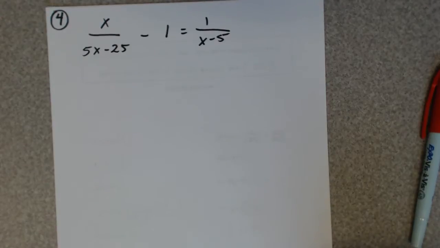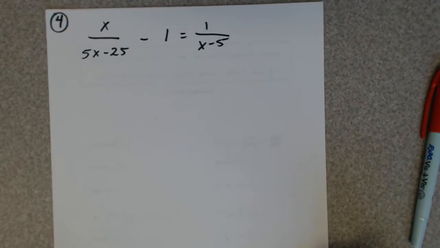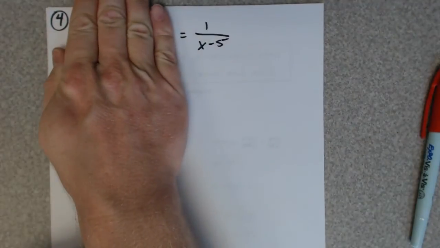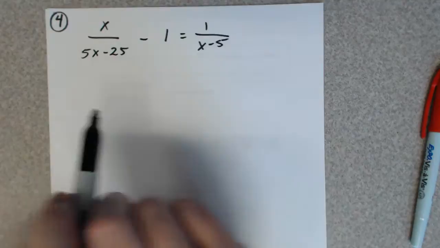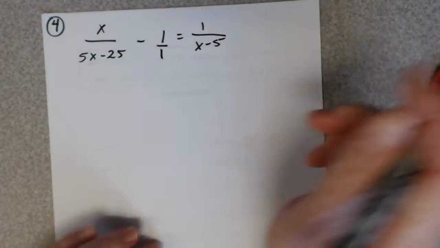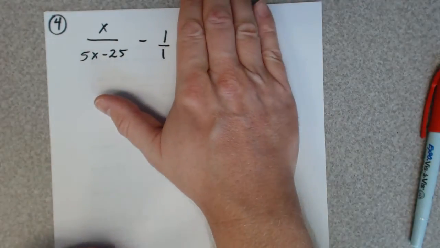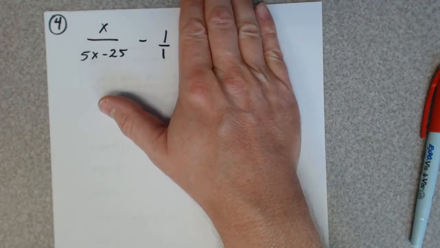All right, another question. Question number 4. So I've got one fraction on the right side. I have two fractions. And you're thinking that's not a fraction. Well, hey, it actually is. Anything, a whole number divided by 1, it's a fraction. So I've got two fractions.